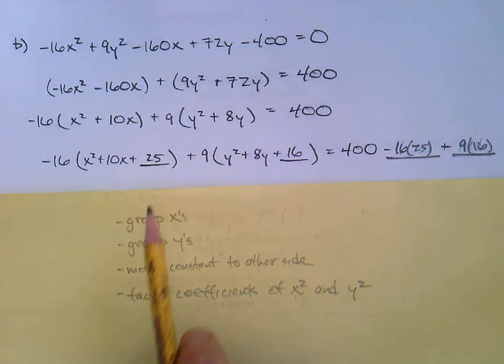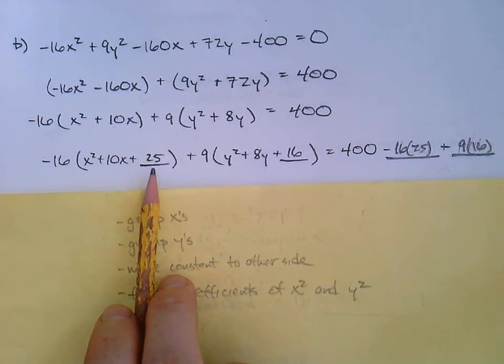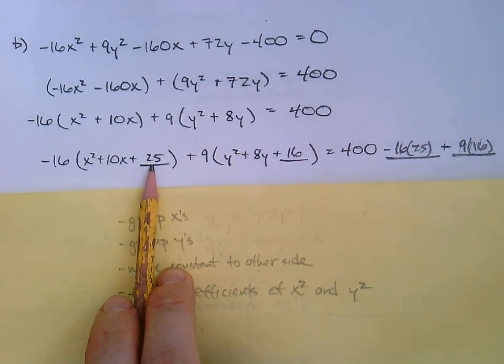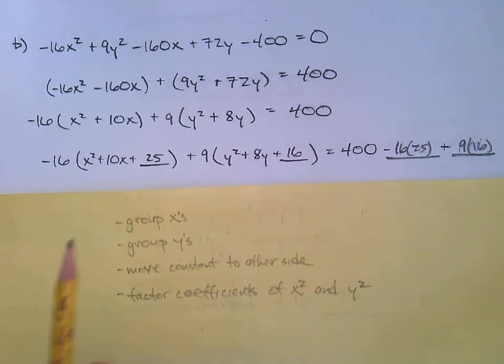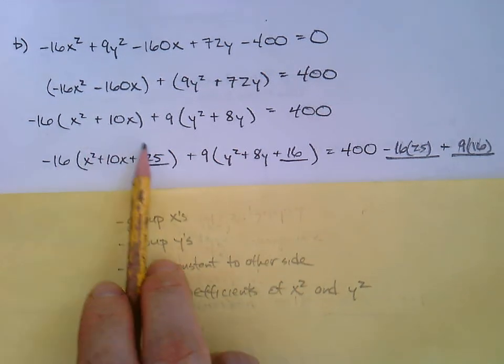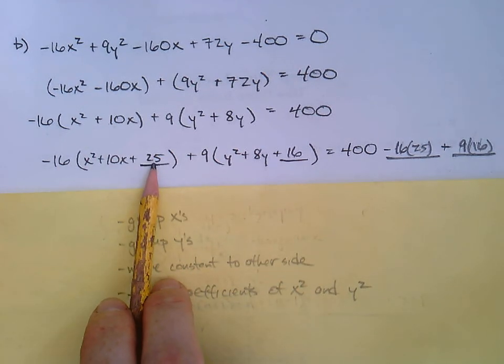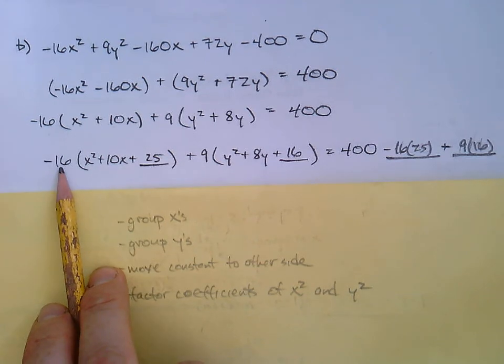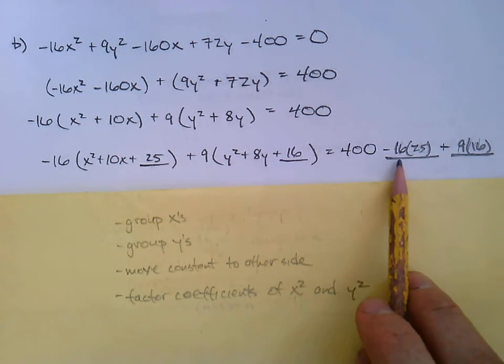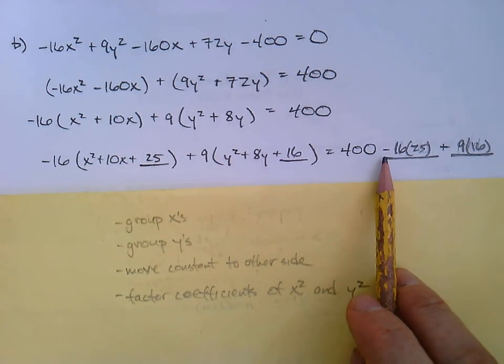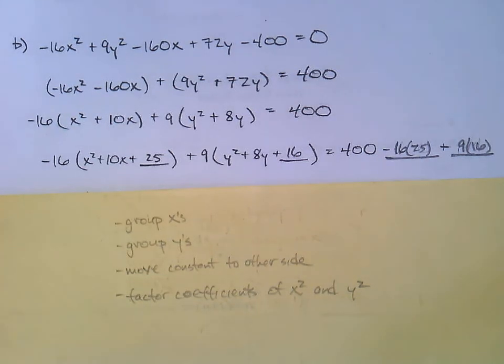But of course, I need to balance these things out on the right side. So how does that work? When I add 25, I didn't really just add 25. I added negative 16 times 25. And even this time it's negative. So on the opposite side, I need to balance that with negative 16, or minus 16 times 25.